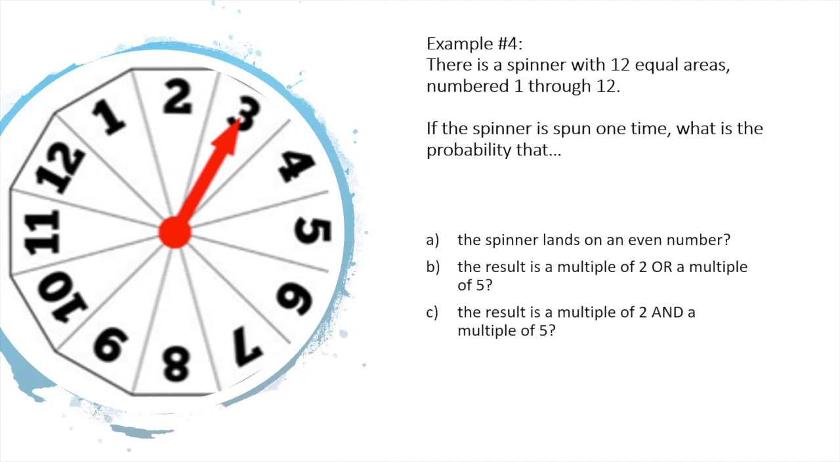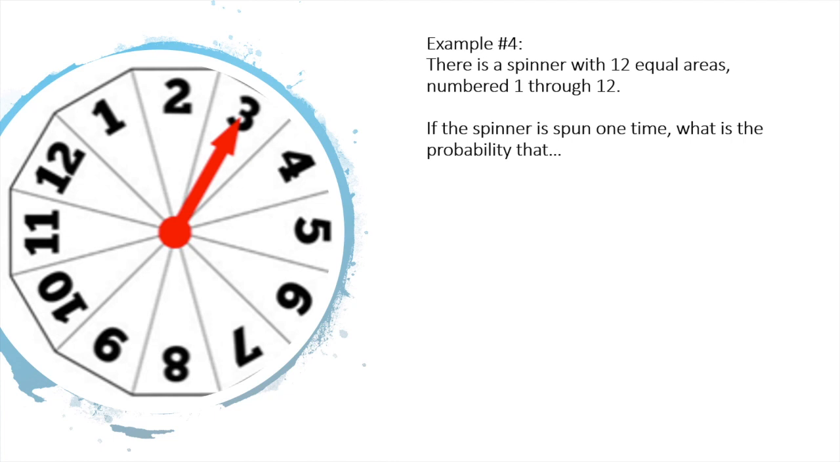Okay, and this is the last type of problem that you might see on your homework. So example 4, you have a spinner that has 12 equal parts or 12 equal spaces. They're numbered 1 through 12. And again, you might not be given a picture for something like this. So if you are not given a picture, sometimes it's easy if you draw it out. They're pretty simple to draw. So you're spinning the spinner one time. What is the probability that A, it lands on an even number, B, it's a multiple of 2 or 5, and C, it's a multiple of 2 and 5.